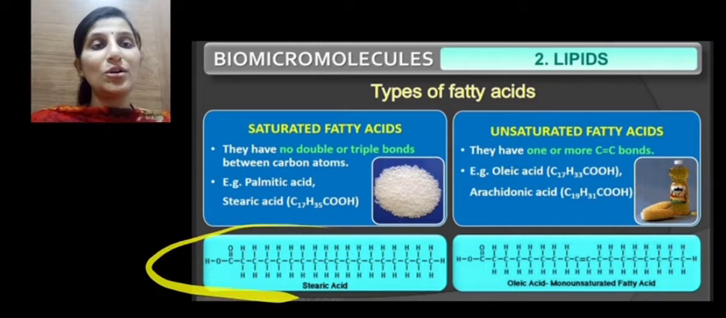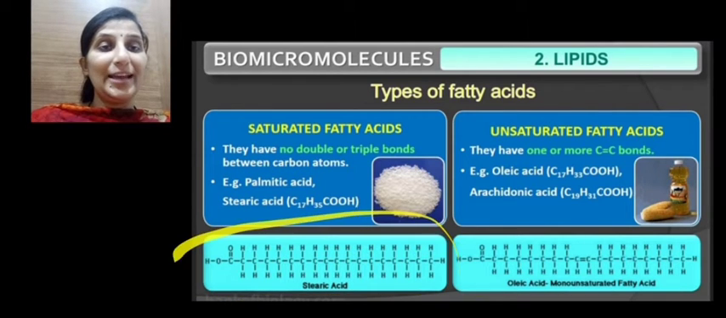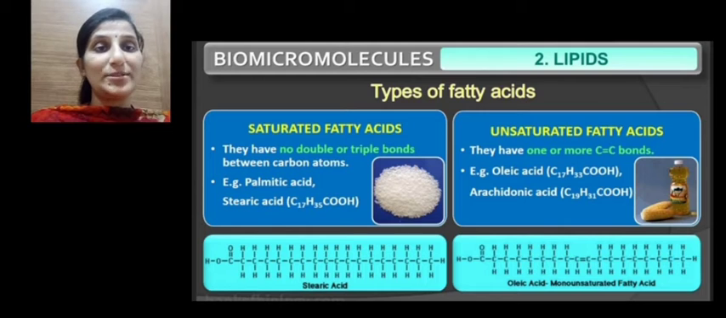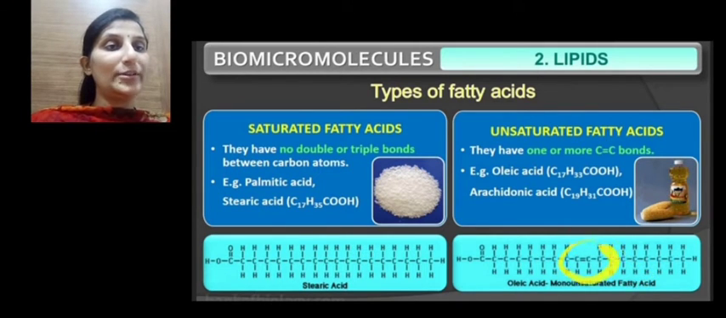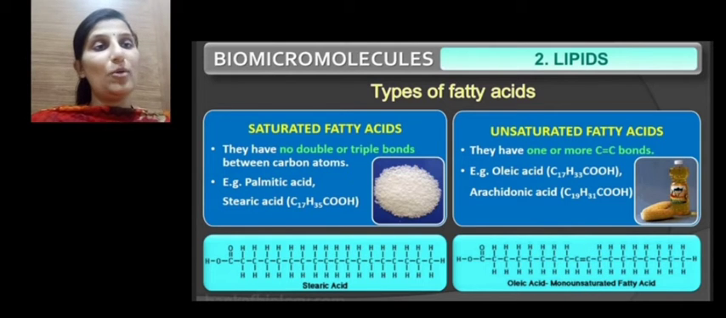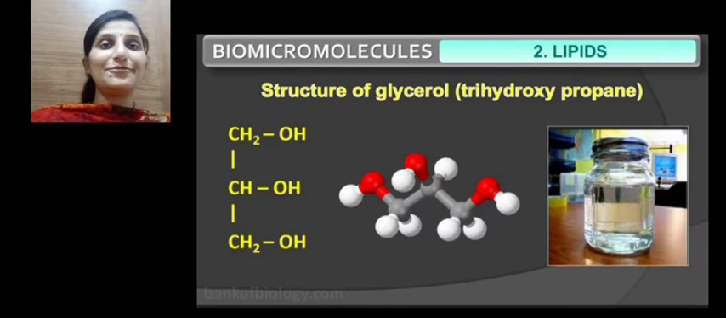Here we can see this long chain. It lacks any type of double bonds or triple bonds. This is the structure of stearic acid. Whereas unsaturated fatty acids have one or more double bonded carbons. Examples are oleic acid and arachidonic acid. All these are simple fatty acids. Here in the structure we can see one or more double bonded carbon atoms. So that's about saturated and unsaturated fatty acids.